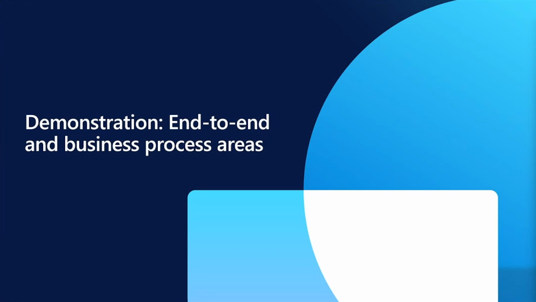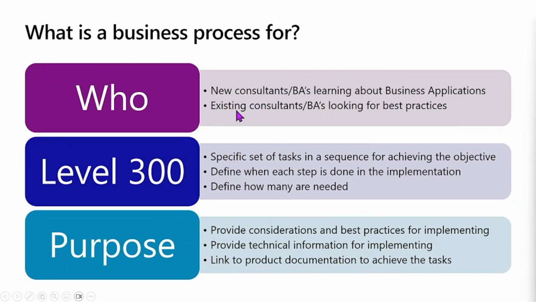So I want to switch back, and before I dive into the business processes, talk a little bit more about what the business processes and patterns are for. The business processes are designed for consultants and business analysts that are learning about business applications, or existing consultants and business analysts looking for best practices. They are written at a level 300 and they provide a specific set of tasks in a sequence that are required for achieving that objective, right? Because it is a business process. So it's like, how do I actually achieve that? It defines when each step is done in the implementation and how many are needed.